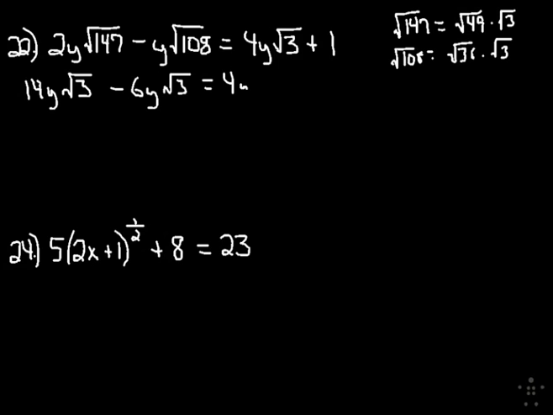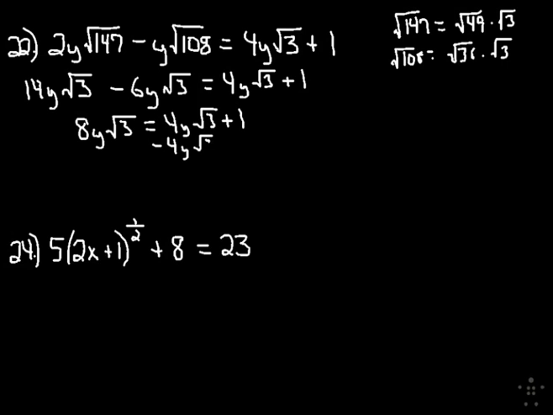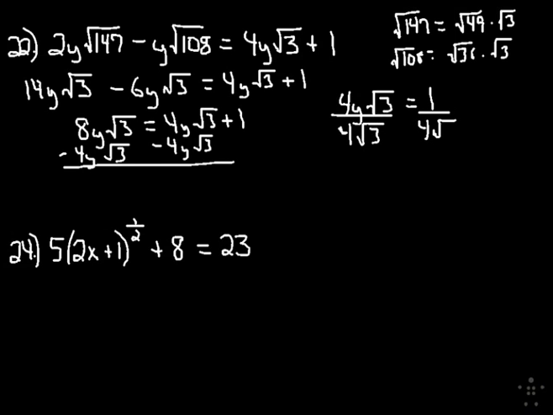It's equal to 4y square root of 3 plus 1. Now if you combine the left side, 14y, and you can because they're both square roots of 3, 14y minus 6y is 8y square root of 3 is equal to 4y square root of 3 plus 1. We want to get this y now to the same side as the other y's, and since they're both square roots of 3, we can do that. So 8y minus 4y is just 4y square root of 3 is equal to 1. Now to solve for y, let's divide by 4 and the square root of 3. So do the same thing to the right side.